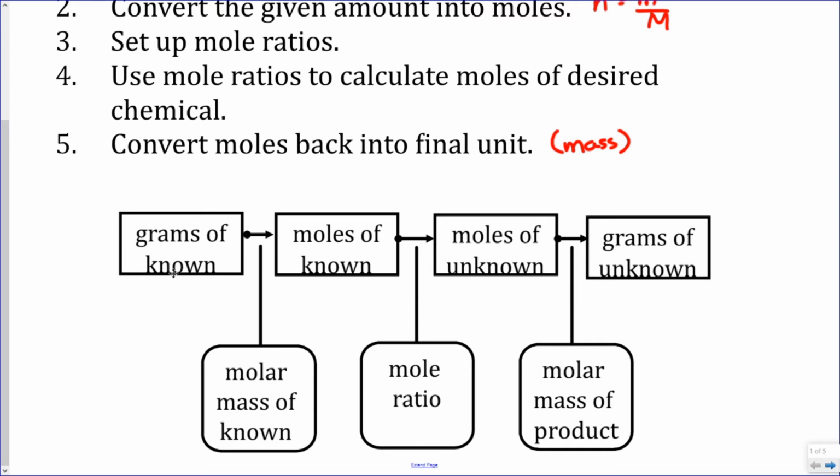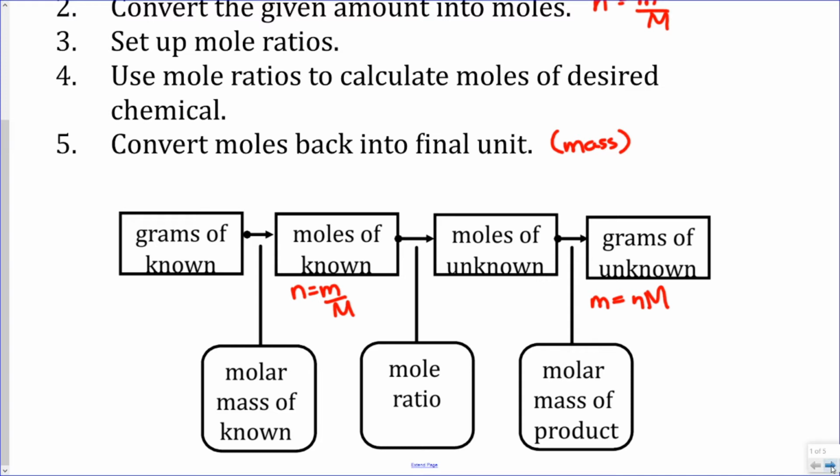So here is just a quick little picture of what we're doing. We're taking the grams of known, using the molar mass of the known to turn it into moles. So this is, again, just using n equals m over big M. Then we use our mole ratio to go from the moles of our known to the moles of our unknown. And then we use the molar mass of the product to turn it back into grams. And when we use that, it's just this rearranged for little m. So rearranged for little m is n times big M. So same 5 steps over and over again.